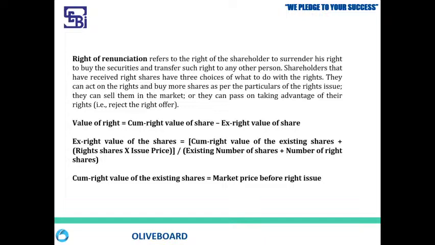So there is something called value of right. Because they are giving a 1:2 ratio, 3:4 ratio, what we are trying to find out is how much value I am giving to that shareholder. That is called the value of right. For that, you have a formula: cum right value minus ex right. Cum right means whatever your market price before the rights issue. I repeat, whatever your market price before your rights issue, that is called cum right price.